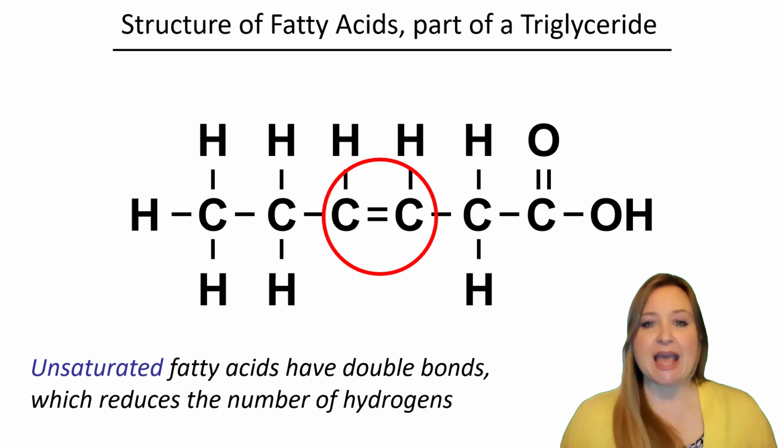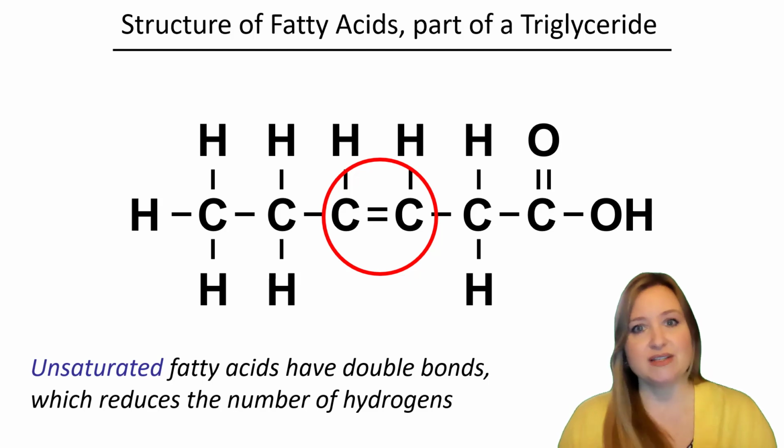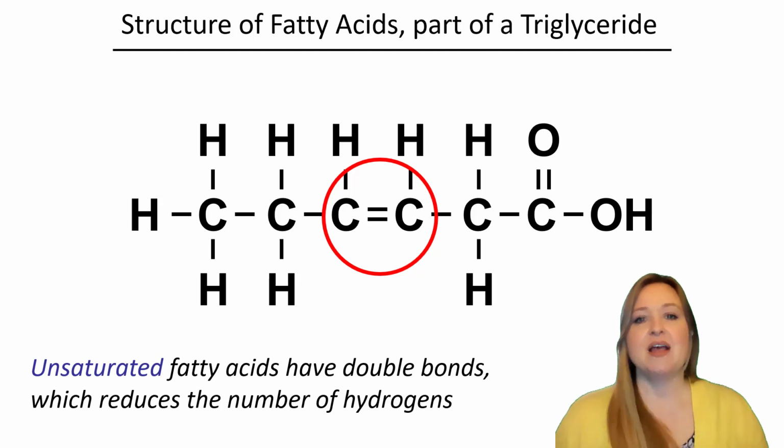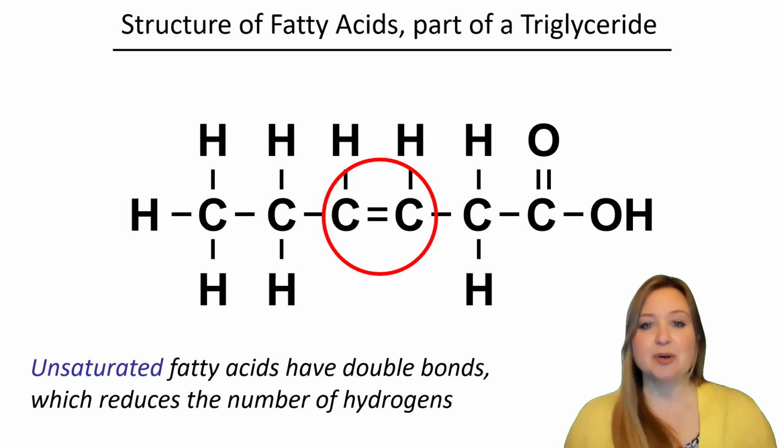When we look at a fatty acid that in the hydrocarbon portion has a double bond, that means that it's unsaturated. It could have more hydrogens if that were a single bond, but because it's a double bond, there are fewer than the maximum number of hydrogens in this hydrocarbon part, and so we call it unsaturated.